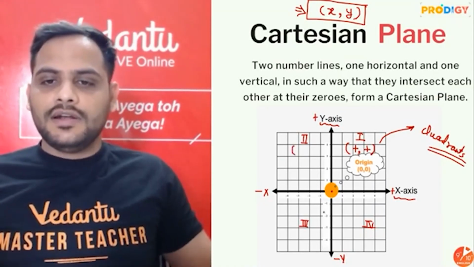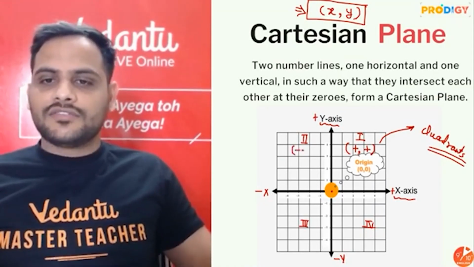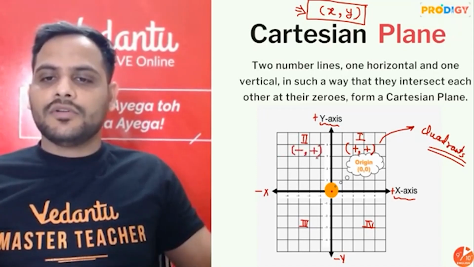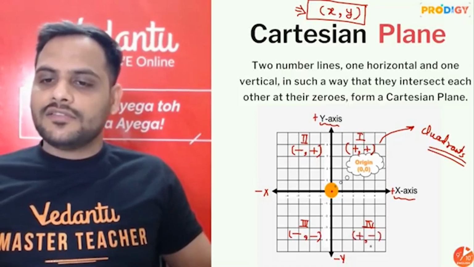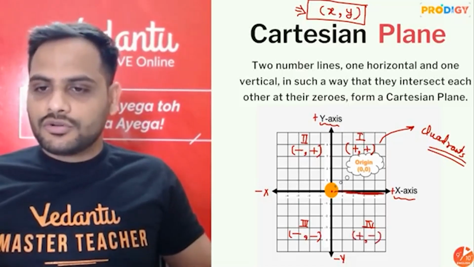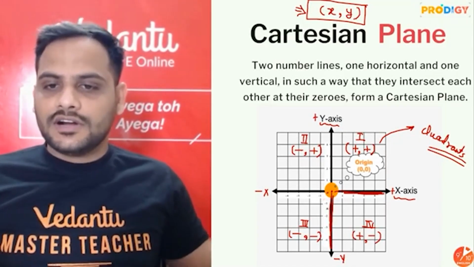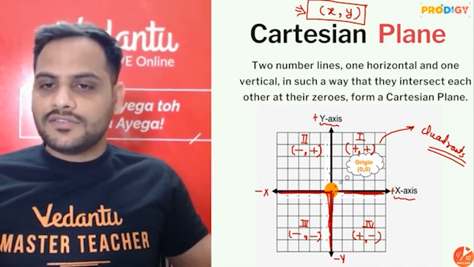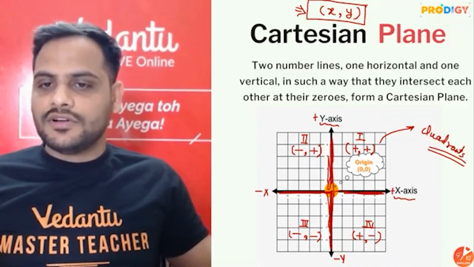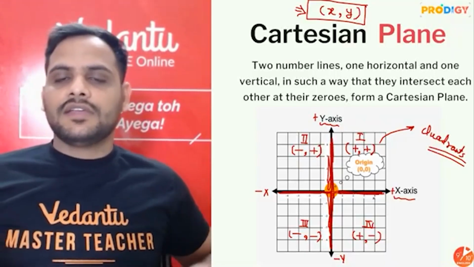In the second quadrant, the x-axis is negative, so the x coordinate will be negative, y coordinate will be positive. In the third quadrant, both x and y coordinates are negative. And in the fourth quadrant, x is positive, y is negative. You can see in the fourth quadrant x is positive, y is negative. In the third quadrant, x is negative, y is also negative. In the second quadrant, x is negative, y is positive. In the first quadrant, x is positive, y is also positive.